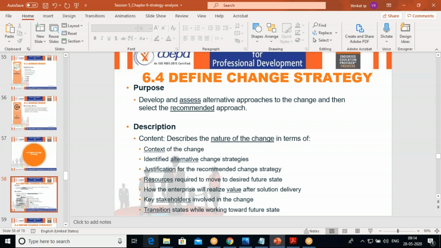Okay, and it describes the nature of the change in terms of the context of the change, identified alternative change strategies, justification for the recommended change strategy, resources required to move to the desired future state, and how the enterprise will realize the value after solution delivery, and key stakeholders involved in the change. Okay, and the transition states while working towards the future state. Now all this, what is required to go from the current state to reach the future state, we have just identified it here, so it is covered here.